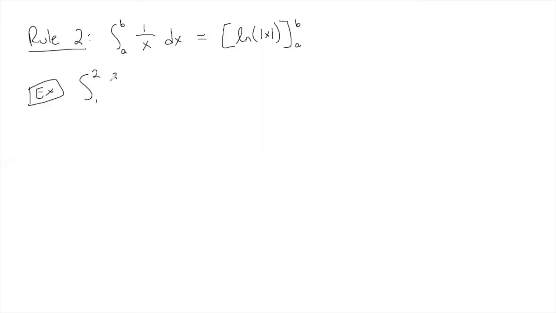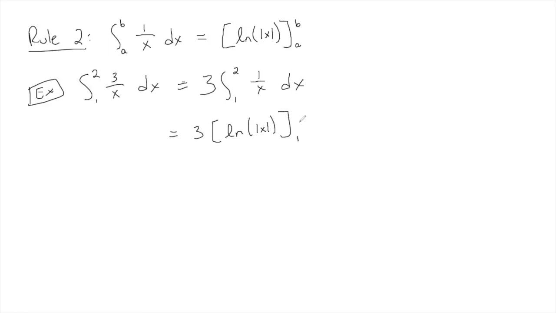If I had, say, 3 over x or something, right? Of course, this is the same thing as 3 times the integral from 1 to 2 of 1 over x dx. So I get 3 times ln absolute value of x from 1 to 2, and I get 3 ln of 2, because ln of 1 is, again, 0. So with these examples, there's not much flavor I can really throw at you. If you see a 1 over x or a number over x, you know it's going to be an ln as its antiderivative or as its integral.